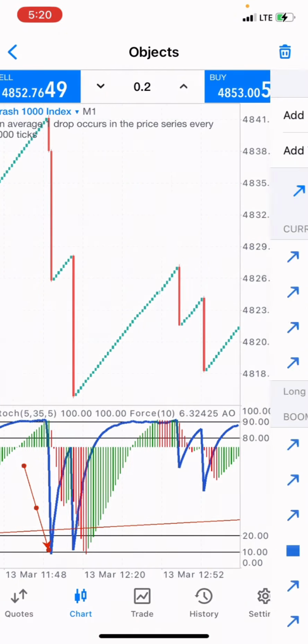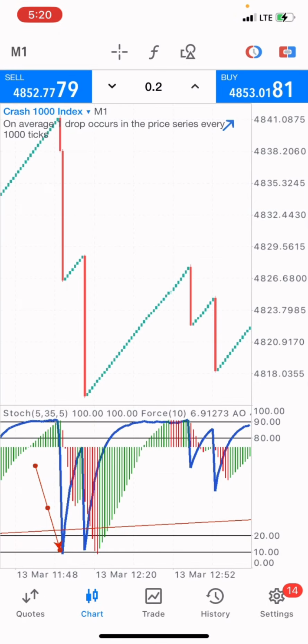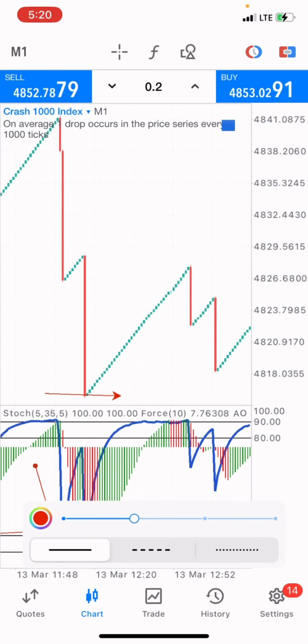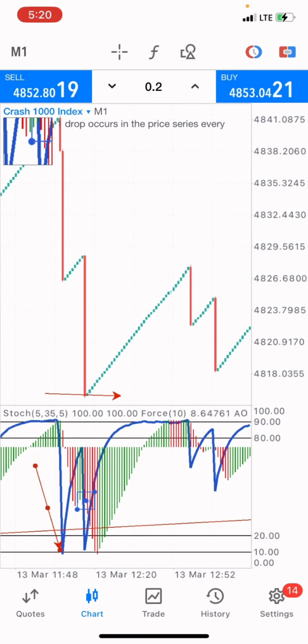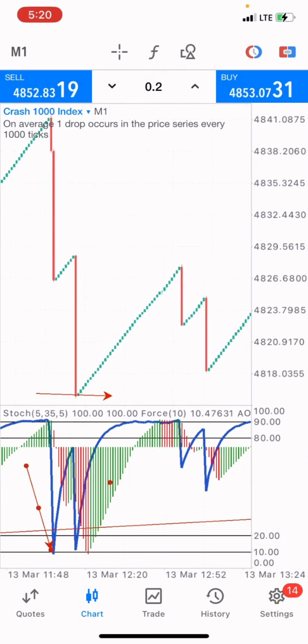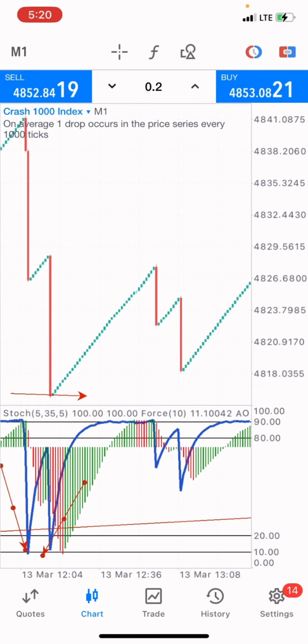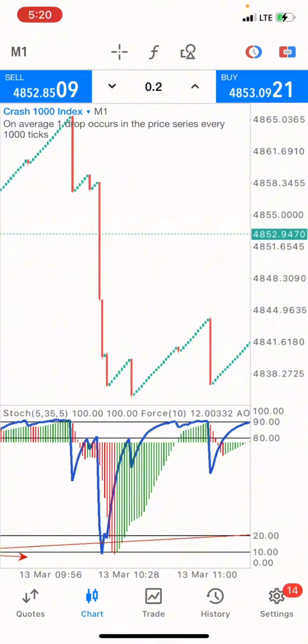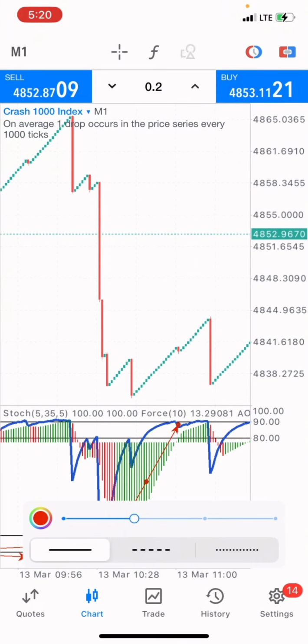And as you can see, this would have been a very good entry after all these confirmations were spotted in the market. Sorry about that, I need to take that out. Let me use the arrow instead. So after all these confirmations were spotted, you can see how it played out. If you backtest, you see that it keeps playing out like that.